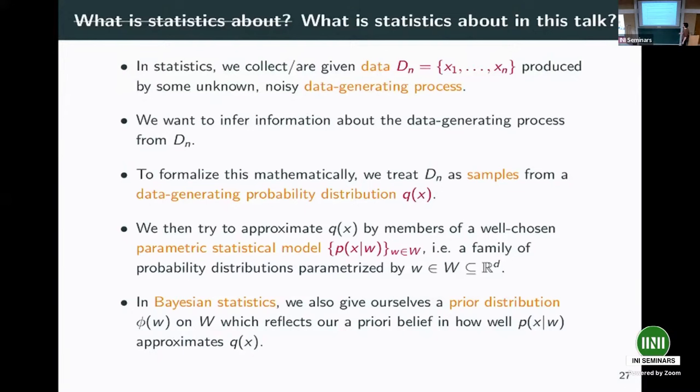But in Bayesian statistics, we also give ourselves one more piece of information, which is a prior distribution on the set of parameters. And this reflects, depending on who you ask, and this is kind of a point of contention in how to interpret Bayesian statistics, but one way to think about it at least is that it reflects our a priori belief in how well the model approximates the data generating distribution.